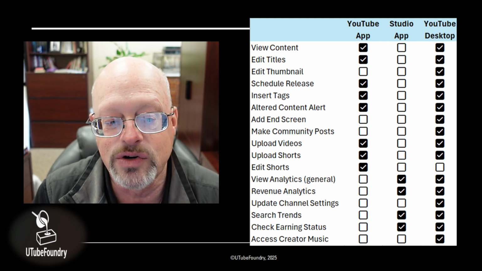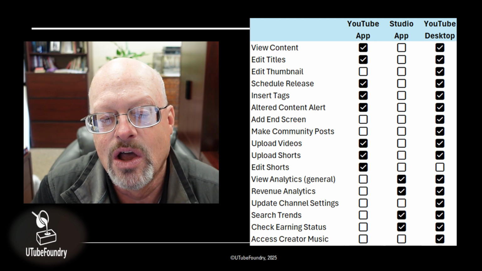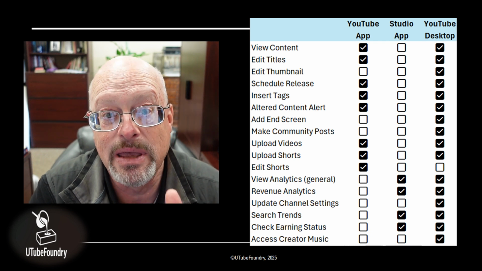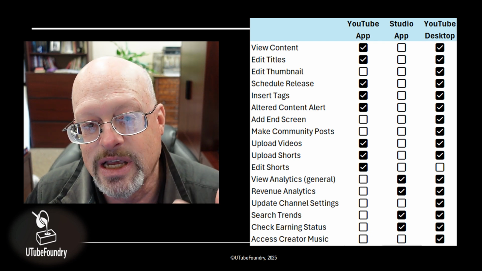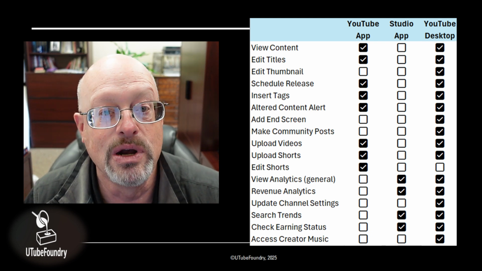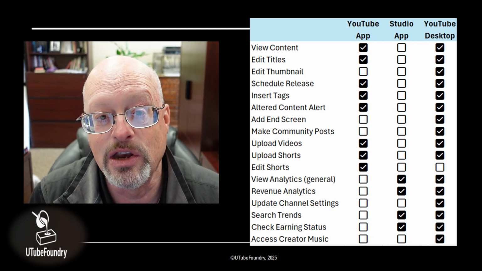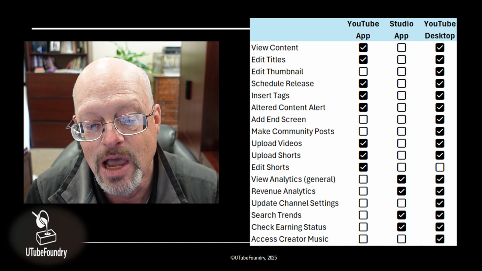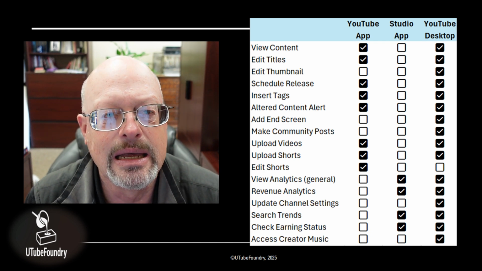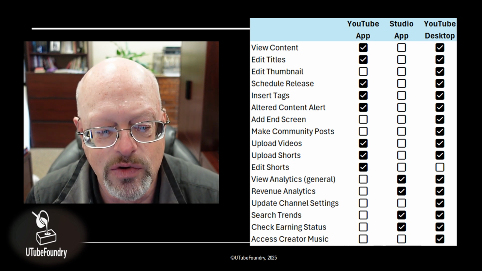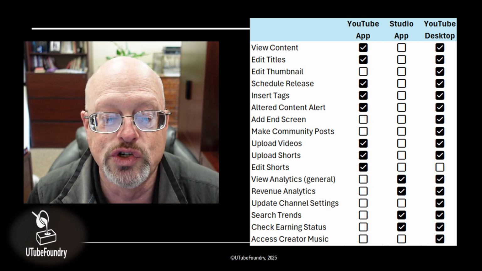Now, you can insert tags and check that altered content box on the YouTube app if you originally set them up using the desktop. So if you set up your video on desktop and you put in tags, you're going to see those tags in the app, and you're going to be able to edit those and add tags. But if you didn't set it up originally, there's no real tool in the app that allows you to do that. You can also do things like upload videos, upload shorts.